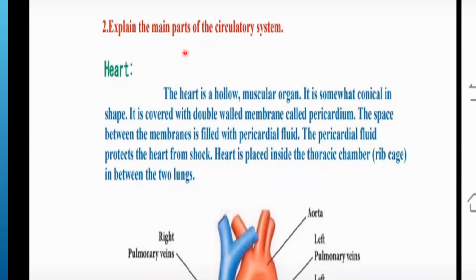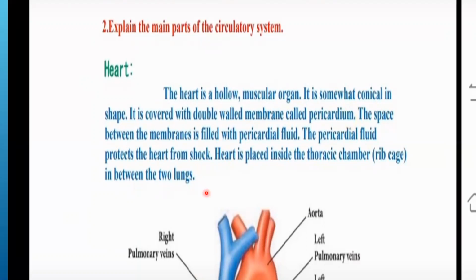Explain the main parts of the circulatory system. There are 3 main parts of the circulatory system: the heart, blood vessels, and blood. Now we can see the heart. The heart is a hollow muscular organ, somewhat conical in shape. It is covered with double-walled membranes called the pericardium. The space between the membranes is filled with pericardial fluid. This pericardial fluid protects the heart from shock. The heart is placed inside the thoracic chamber, the rib cage, between the 2 lungs.